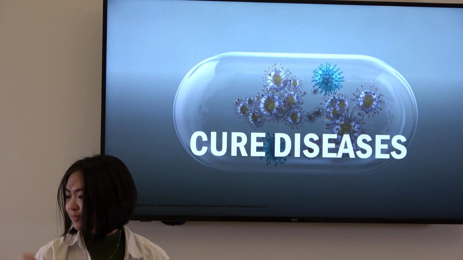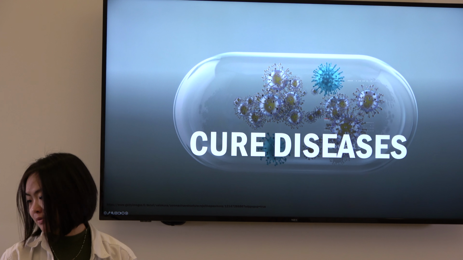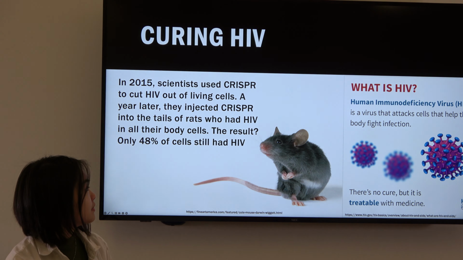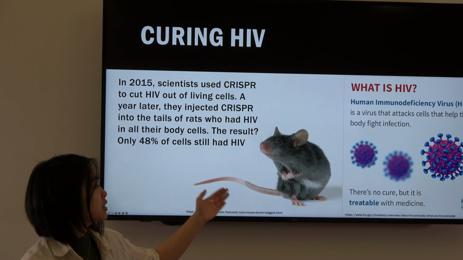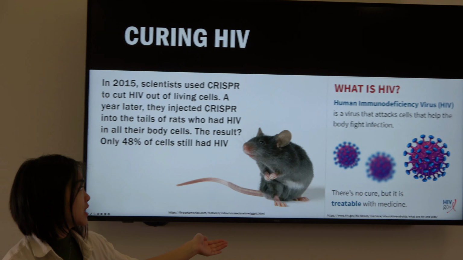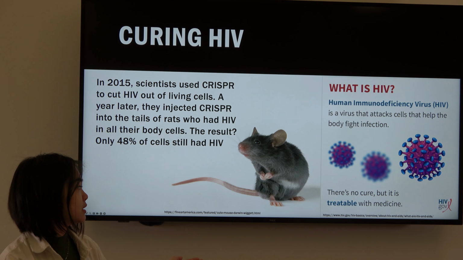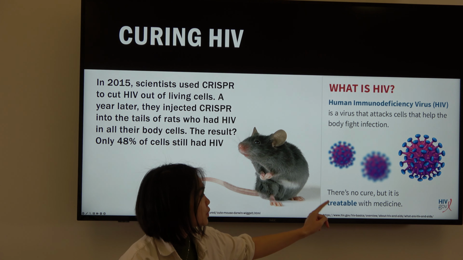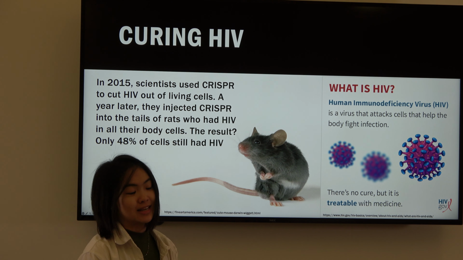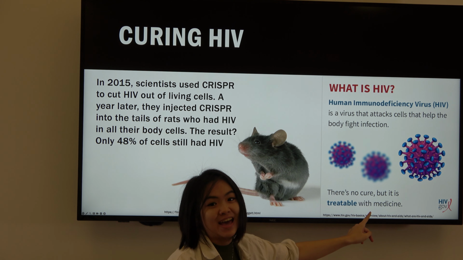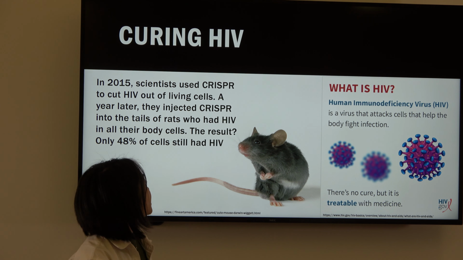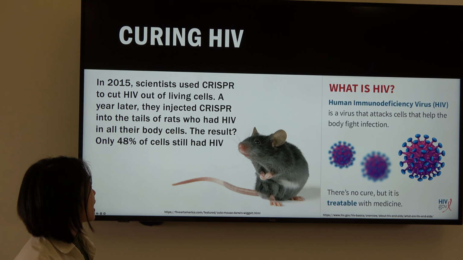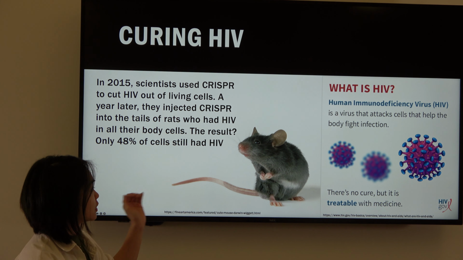And there are many diseases we can cure, for example, HIV. HIV stands for Human Immunodeficiency Virus. It's a virus that attacks your immune cells. And as you can see here, the graphic says there is no cure, but it should actually be saying there is no cure yet. So in a few decades' time, we might be able to cure HIV using CRISPR.